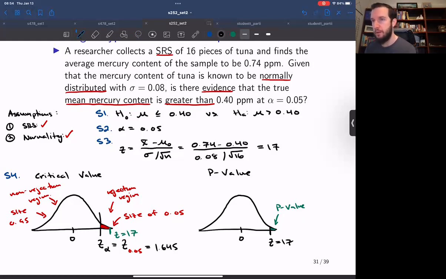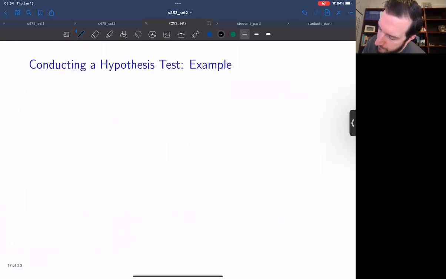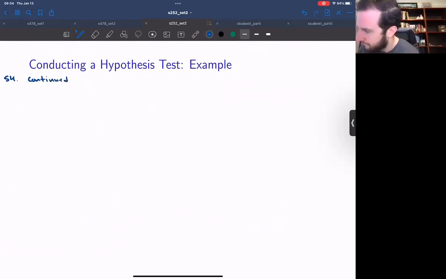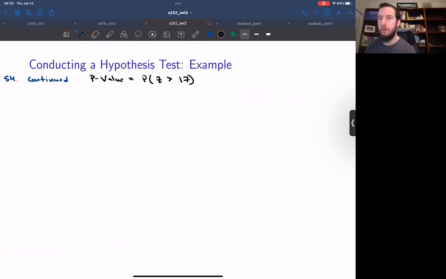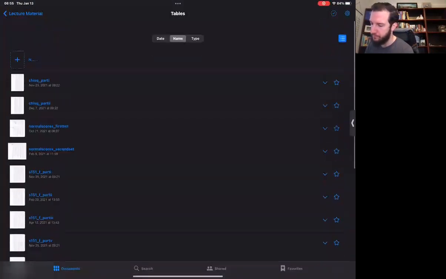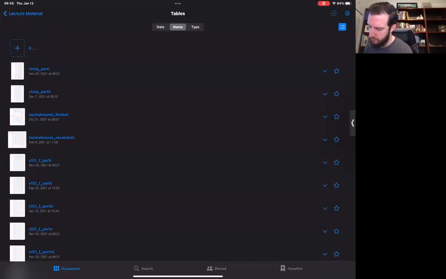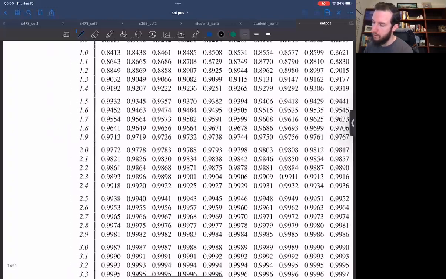So we can actually write a probability expression for the p-value based off of the illustration that we have just given. So we have step four continued. The p-value is equal to the probability that a Z score is greater than 17. Okay, so we want to find the probability a Z score exceeds 17. So we're going to go to our standard normal table, and what we're looking for is 17.